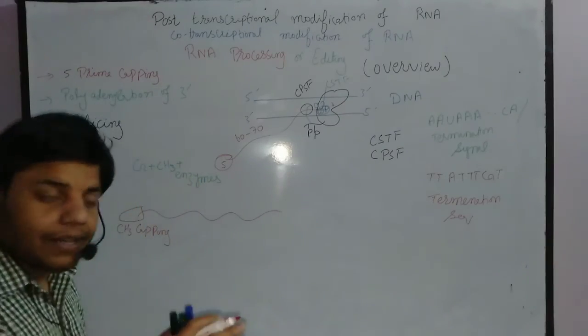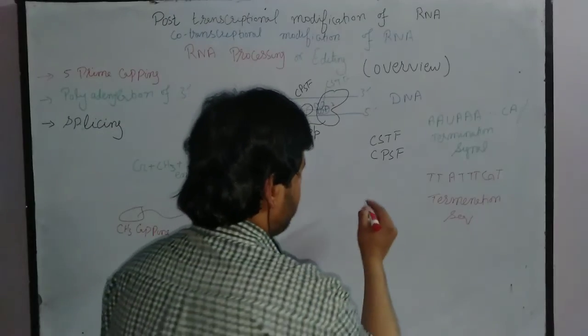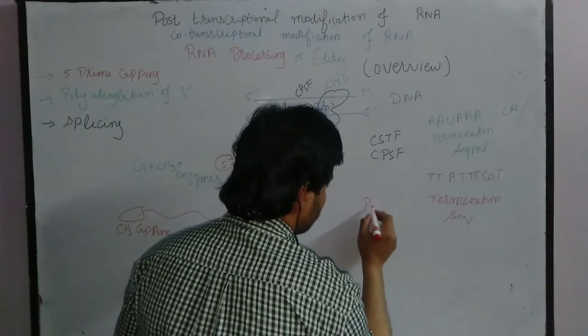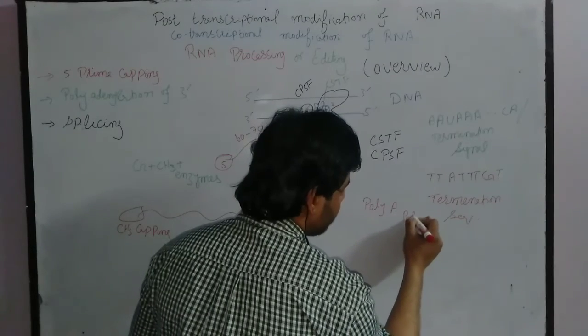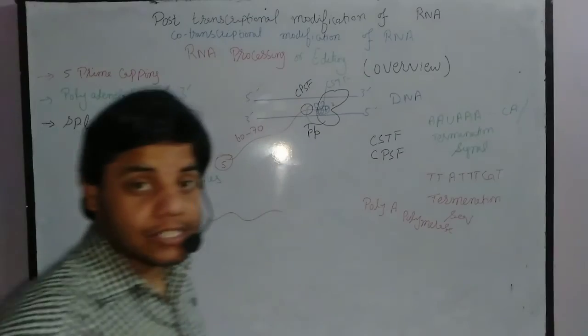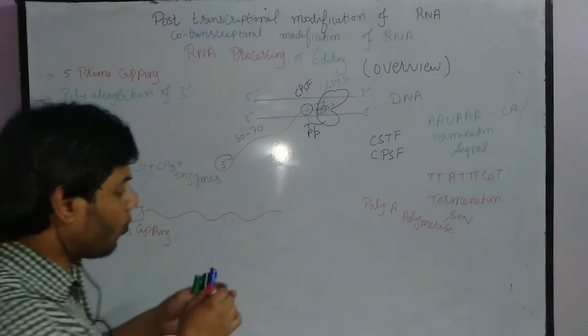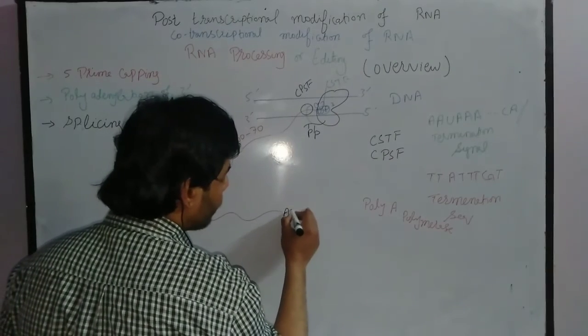Due to this cutting, what actually happens? Polymerase A, let me write polymerase enzyme, will get activated. Once it is activated, what is the main function of this enzyme? It will add adenine nucleotides.